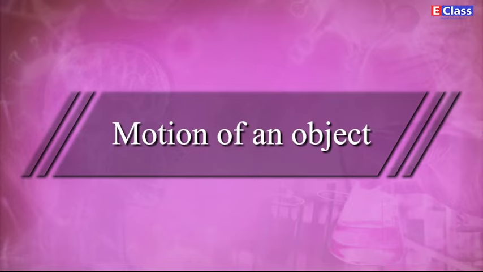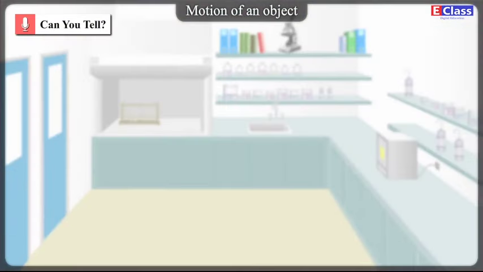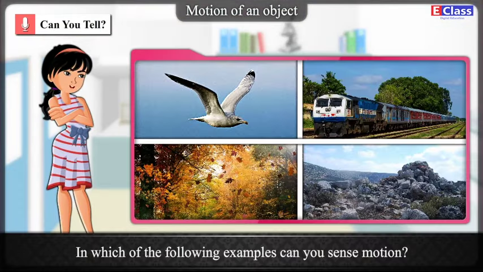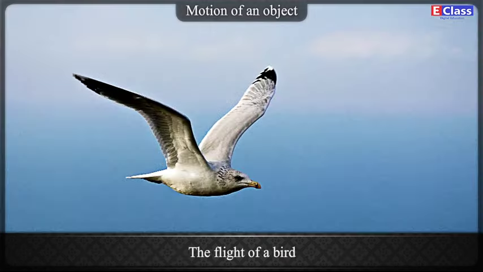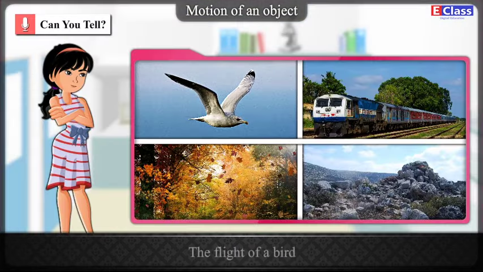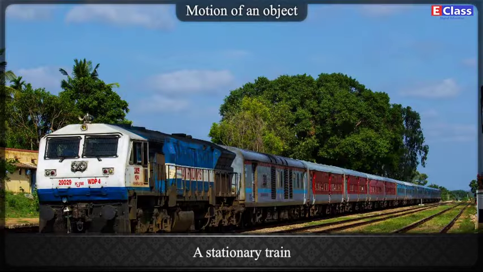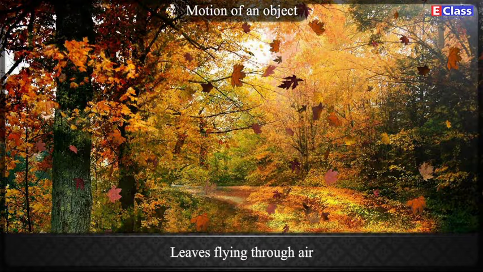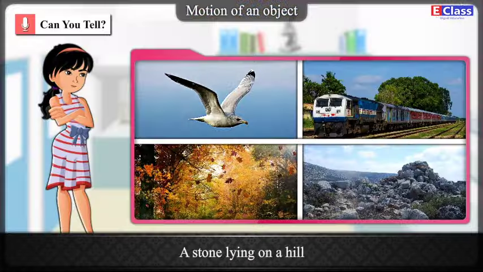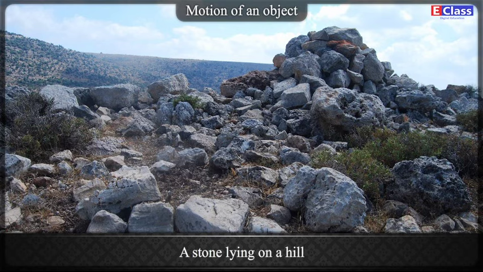Motion of an object. Can you tell? In which of the following examples can you sense motion? How will you explain presence and absence of motion? 1. The flight of a bird. 2. A stationary train. 3. Leaves flying through air. 4. A stone lying on a hill.